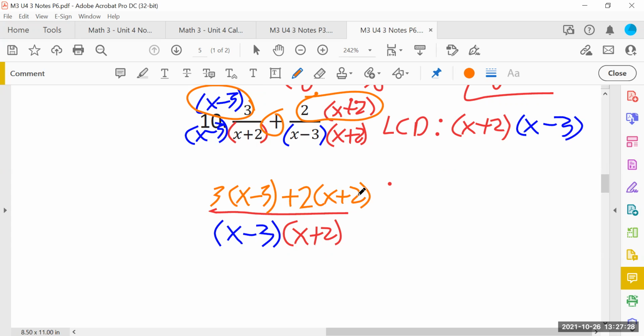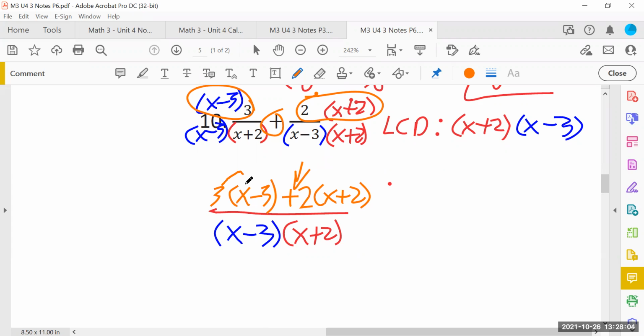Now, I had some students ask in the last class, can I just cross off the x minus 3s? I see one on the top and the bottom. Why can't I do that? Does everybody see that this addition sign is linking pretty much everything on the top? I have 3 times x minus 3 added to 2 times x plus 2. Right now, everything on the top is part of one big addition problem. So before I can do anything else, I need to distribute and combine like terms.